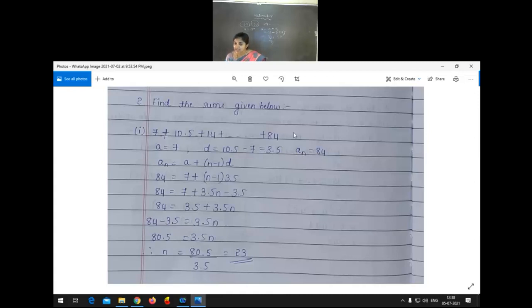AN. Here AN is given. That is, 84 is the last term of the AP. What does that mean? AN is the last term. Last term is 84. Now, AN is equal to A plus N minus 1 into D.